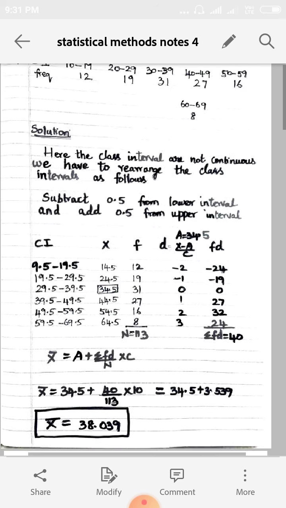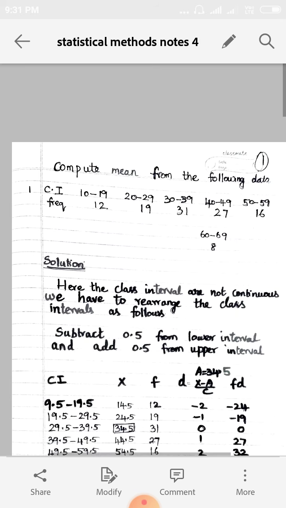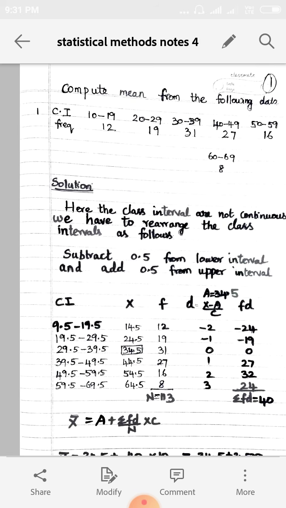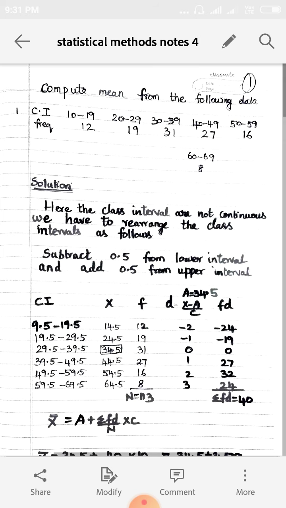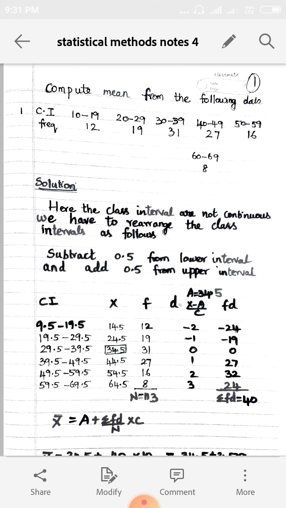Right. Now see the given problem. Compute mean from the following data. The class intervals are 10 to 19, 20 to 29, 30 to 39, 40 to 49, 50 to 59, 60 to 69. And the frequencies are given. See the class intervals. The class intervals are not equal. So first we have to rearrange the class intervals. How can we rearrange? Listen to the solution.